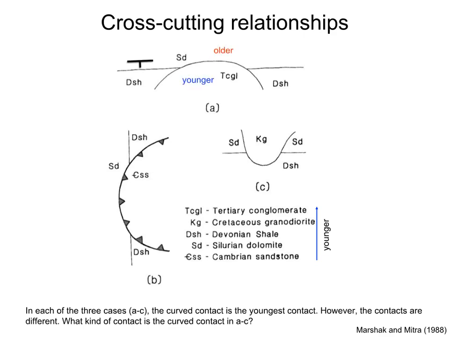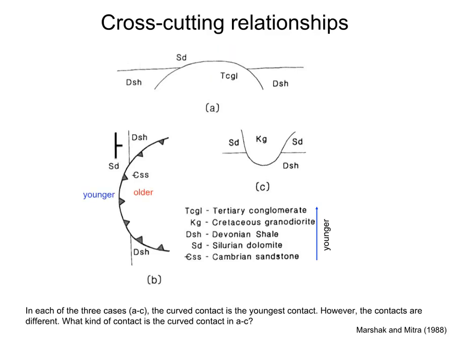In the first case, younger tertiary conglomerates rest on top of older, southerly dipping, Silurian and Devonian sediments. The curved contact is an unconformity formed by erosion of Devonian to Cretaceous strata, and deposition of tertiary conglomerates.